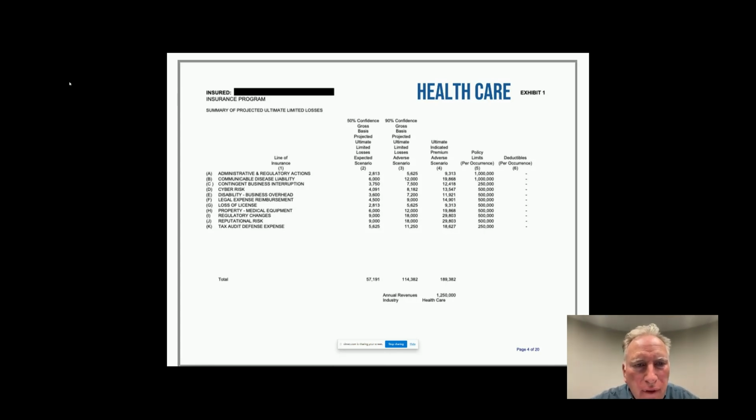But as you can see on the left, those 10 or 11 or 12 line items of risk represent that business's true risk exposures. And what he can do is remit about 10% of his top line revenue.